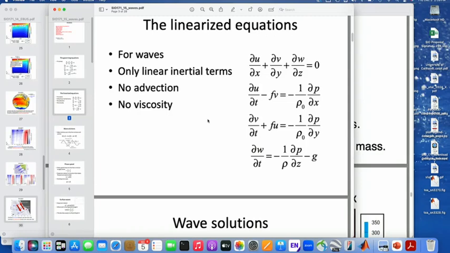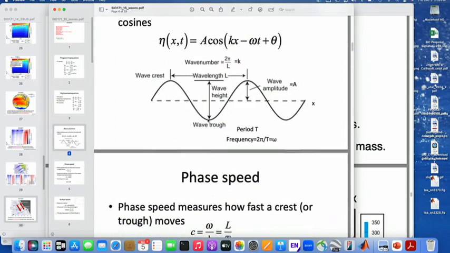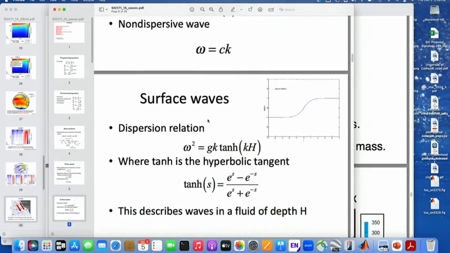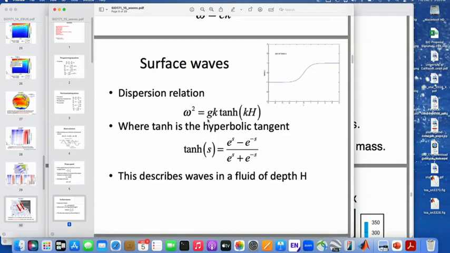Those are the equations. In a real class on waves, you learn how to solve these. We don't do that here because there's only one period. I just want to remind you what wave solutions look like and give you the dispersion relation. There's the dispersion relation for gravity waves on the surface. It relates frequency to wave number, where g is acceleration due to gravity and h is the depth of the fluid.